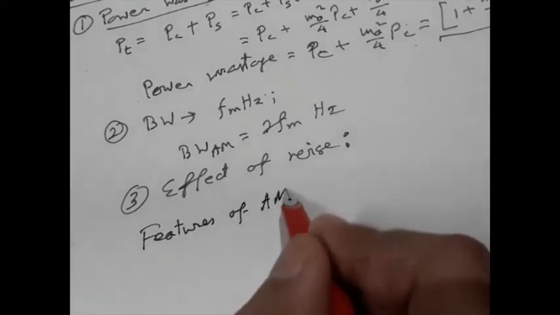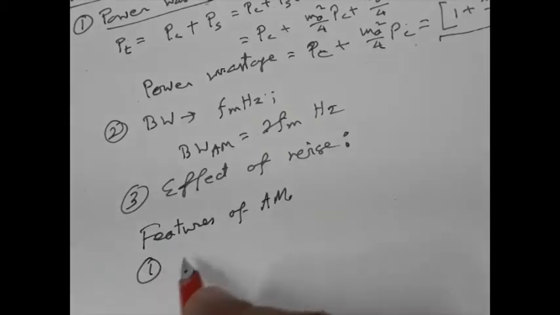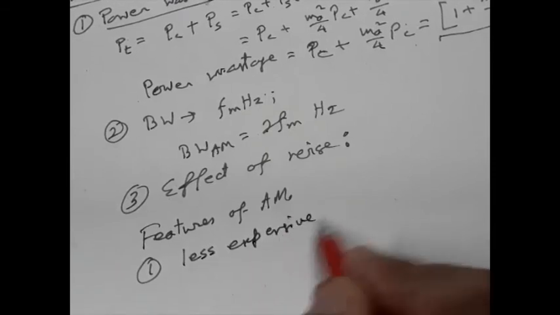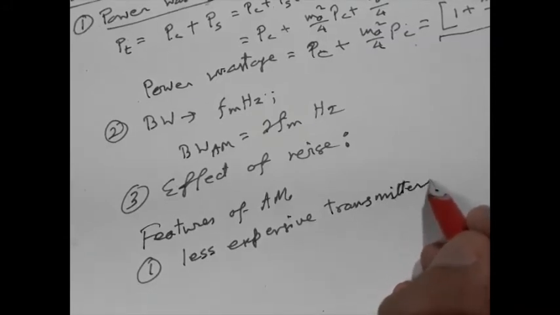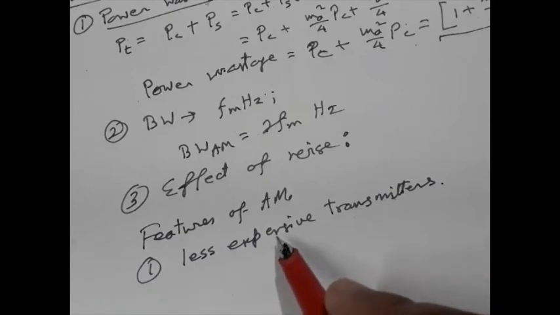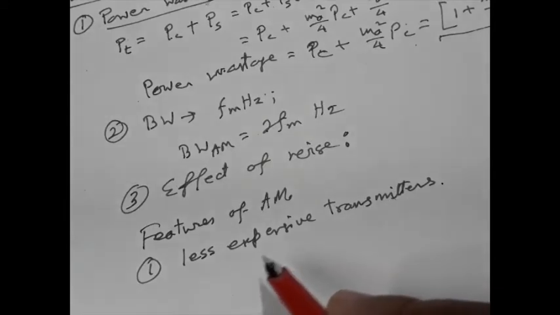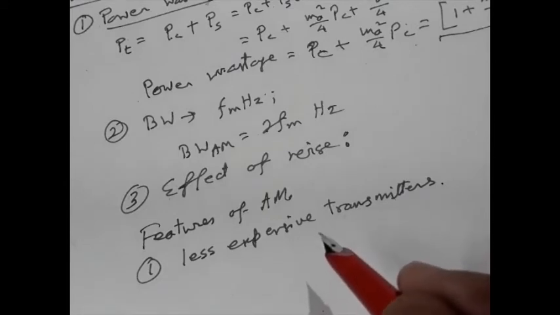Now we will consider some features of AM. What are those features? First feature is less expensive transmitters. We have seen that for the modulators of AM, we have considered two kinds of modulators, mainly diode modulators. They are very, very cheap. So that makes the whole transmitter very, very cheap.